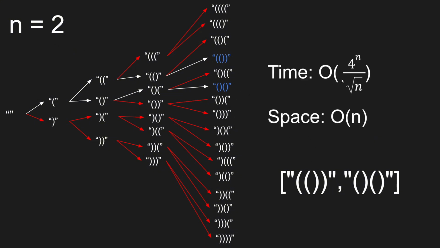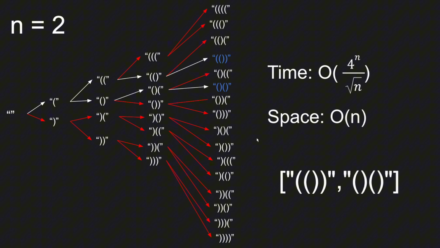And the time complexity would be O of 4 to the n divided by root n, which I'll explain in a second. And the space complexity would be O of n, where n is the number of pairs of parentheses, because the backtracking algorithm can take up to n recursive calls.